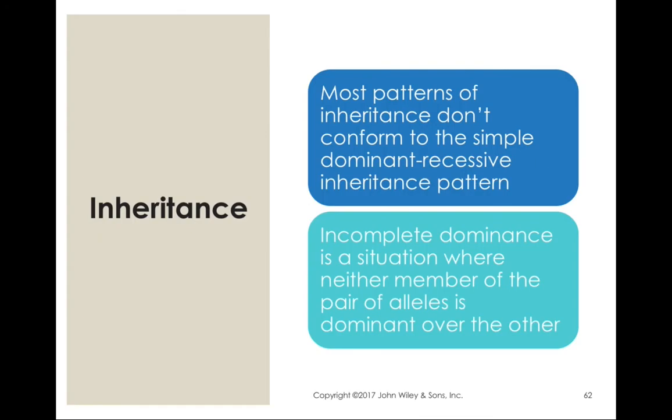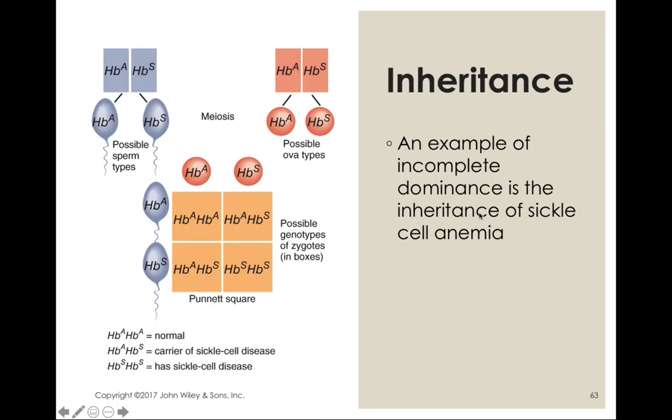Now, aside from the traits that I just showed you, in fact, most of our traits are not inherited in this simple dominant recessive inheritance pattern. There are often many other factors that play into which traits are expressed in the offspring. Incomplete dominance refers to a situation where neither allele is dominant over the other. Essentially, the mother's allele is going to be expressed and the father's allele is going to be expressed. An example of this is sickle cell anemia.